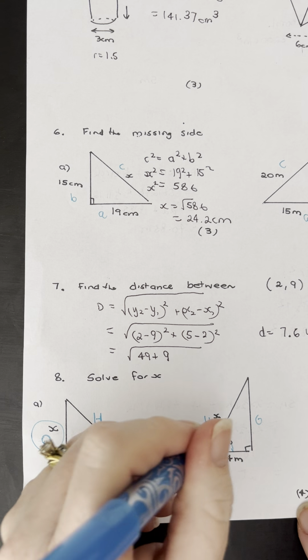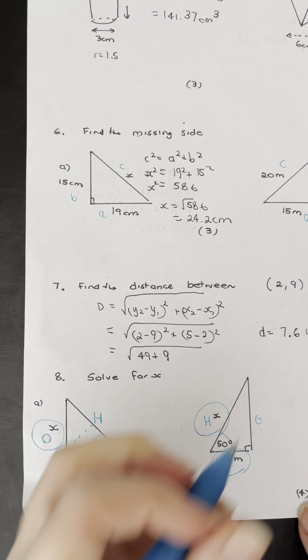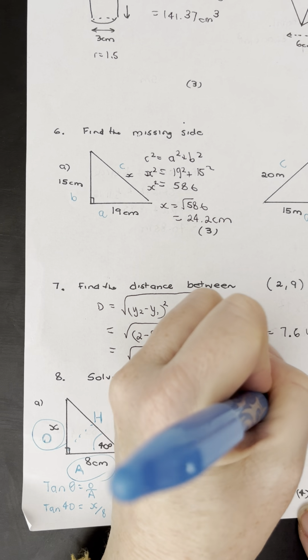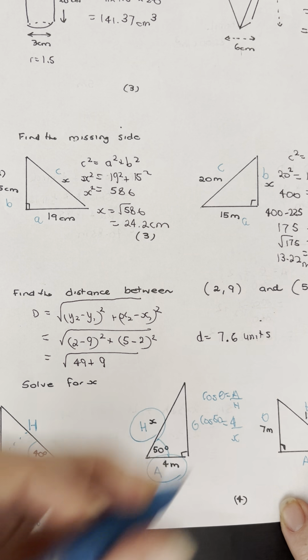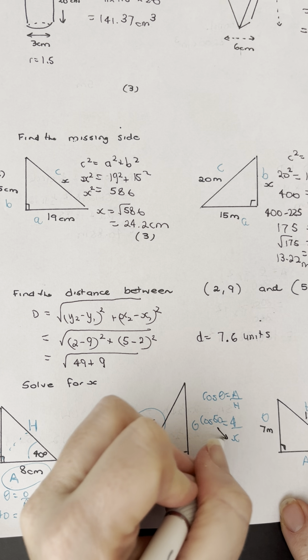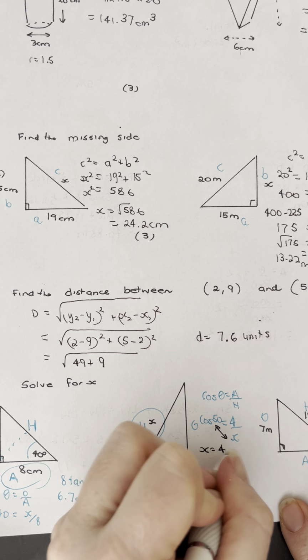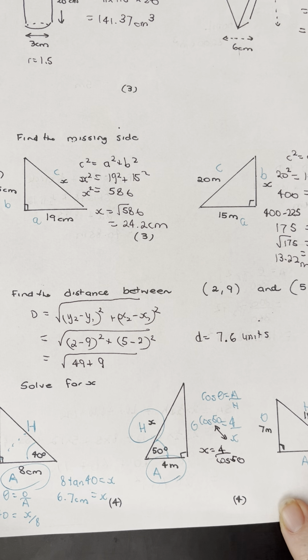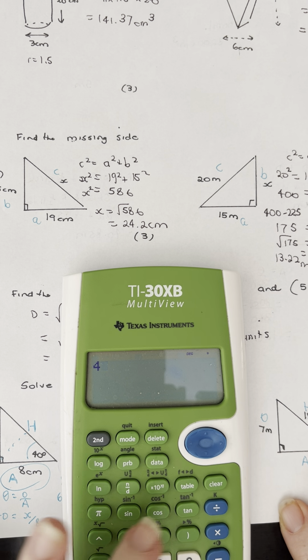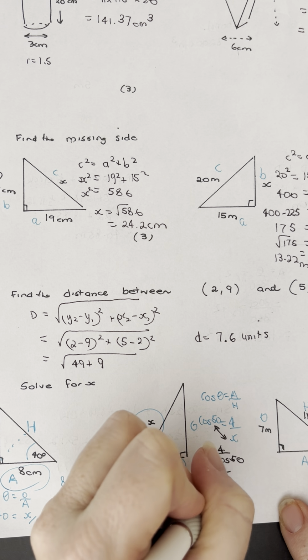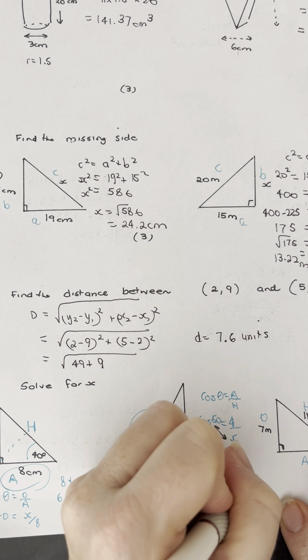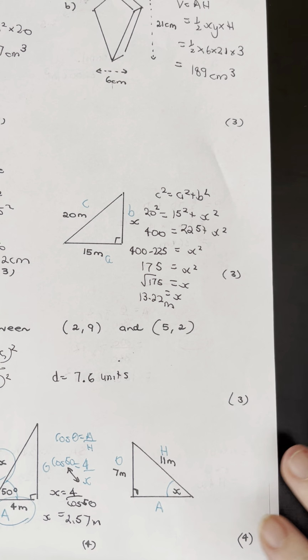So over here, I've got the H and I've got the A. So that means I'm going to be using cos. So I'm going to write that up here. Cos theta equals A over H. So I'm then going to put that in. I've got cos of 50 is equal to 4 over x. Now that x is on the bottom, so that means I'm able to make them switch sides. So x is equal to 4 over cos of 50. So I'll grab my calculator. 4 divided by cos of 50 gives me 2.57. And that is metres.